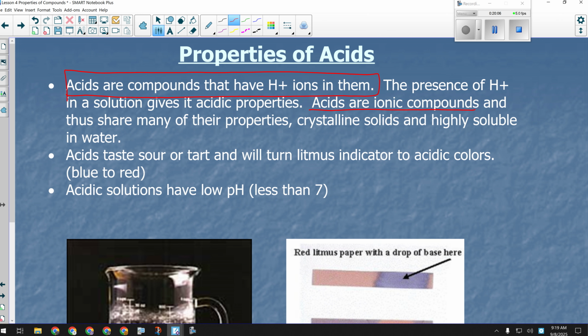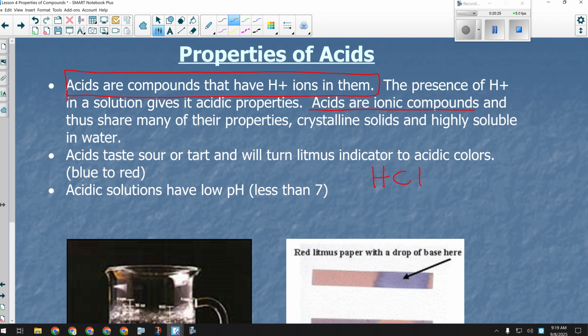Okay, so this stuff here, would that be an acid? Yeah. It's got hydrogen acting as a metal. It's attached to a non-metal. It's an ionic compound. That is hydrochloric acid.